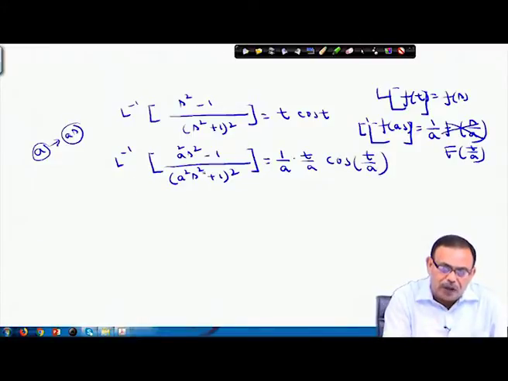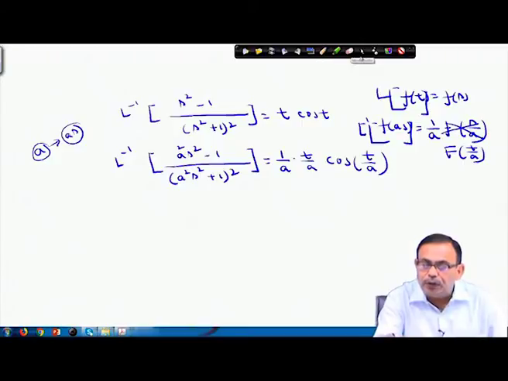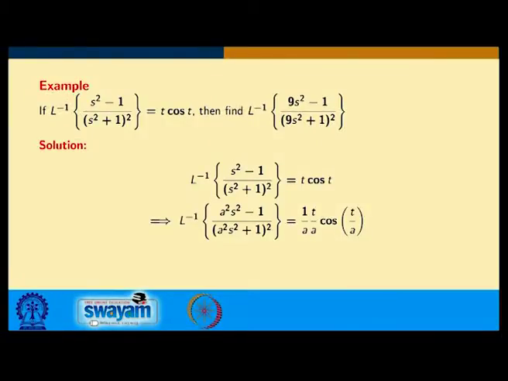Therefore, Laplace inverse of (s square minus 1) by (s square plus 1) whole square is nothing but 1 by a into t by a cos of t by a. If you see the example, you have to find the Laplace inverse of (9 s square minus 1) by (9 s square plus 1) whole square. So, 9 s square means I have to make a as 3, because if I make a as 3, then it will become 9 s square.